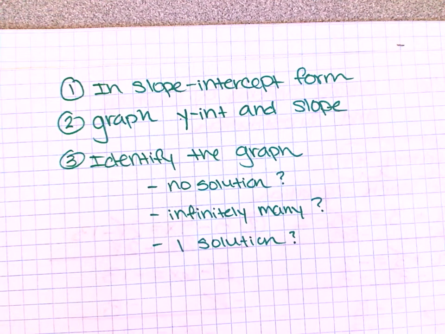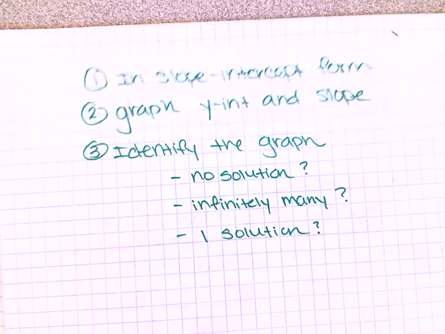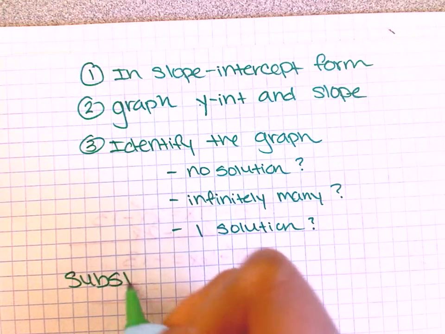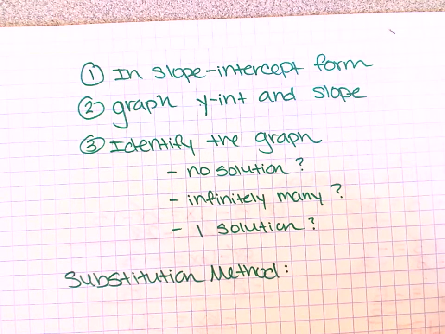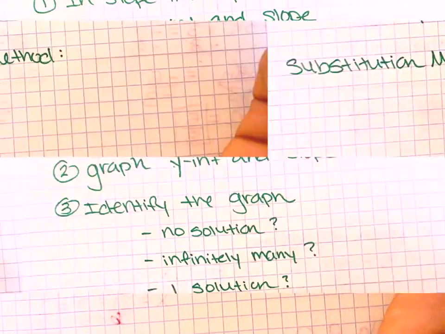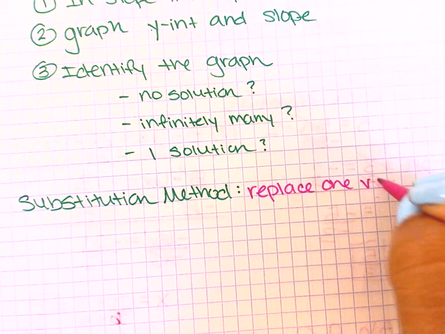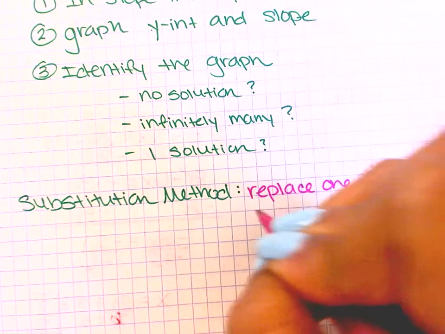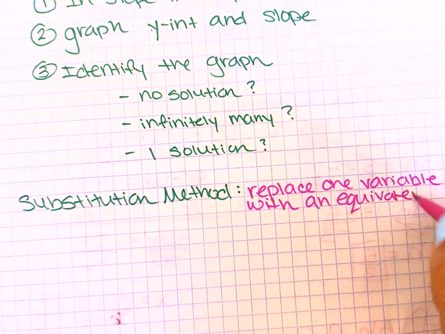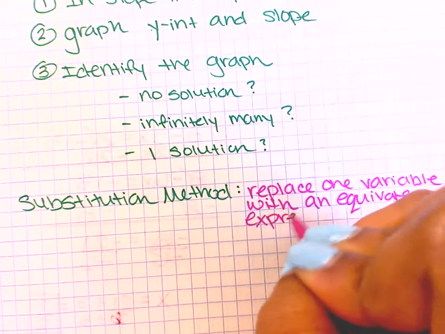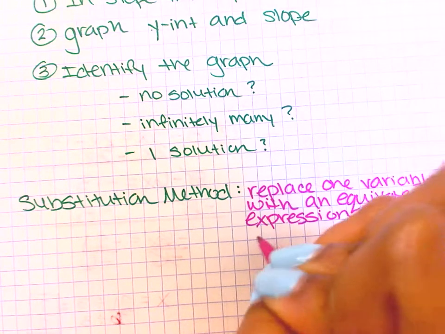The second method is called the substitution method. Let's see, let's make that one a different color on here. We'll keep it the same. Substitution method. Okay, in the substitution method, you do the following. You replace one variable, x or y, with an equivalent, meaning equal, algebraic expression containing, definition's a little lengthy, the other variable.